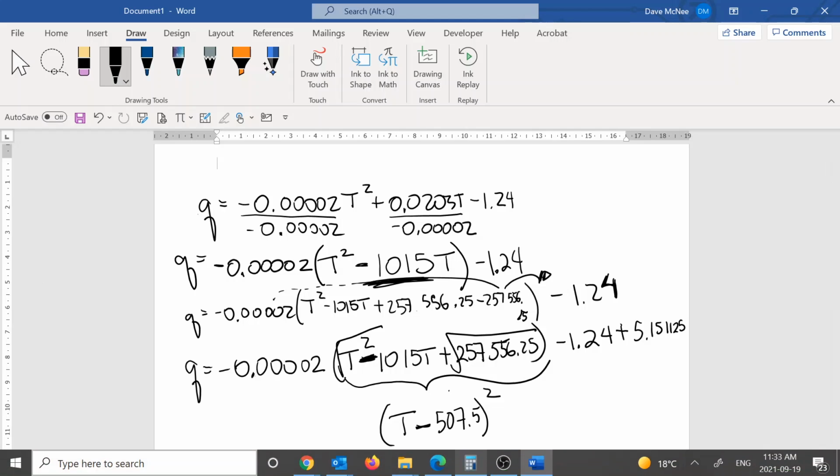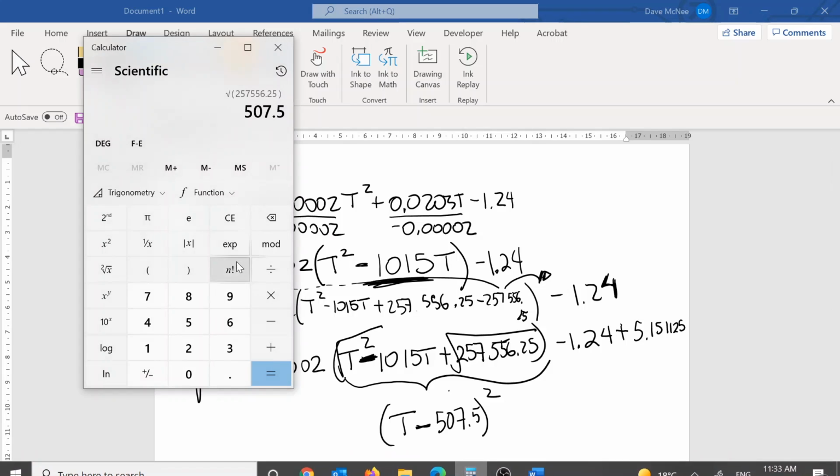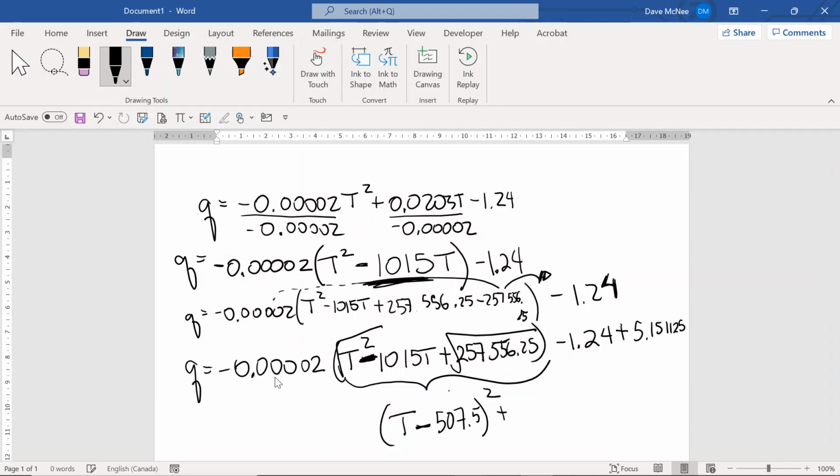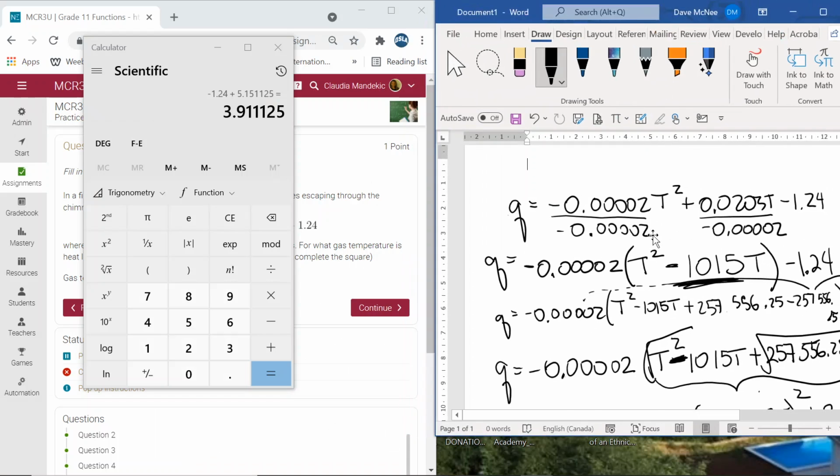I'm going to collect the like terms here for y. So I got what? Negative 1.24 plus 5.151125 equals, should be 3 point something, 3.9. Okay, so plus 3.9. I'm just going to round it to 3.9. I'm at the end now. And there's a negative 0.00002 at the very front, and that's my Q, which I think is heat in this problem. I can't remember.